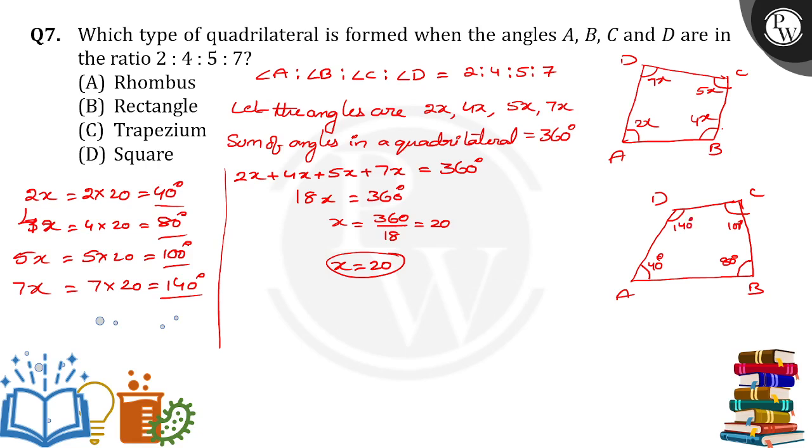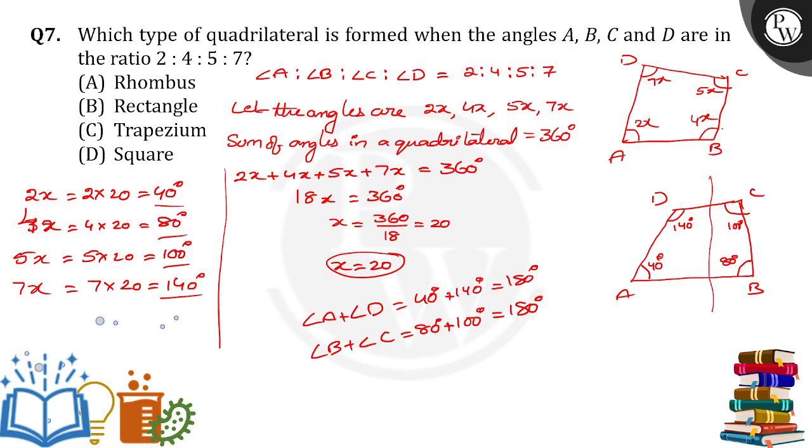Okay, so let's suppose I break this given quadrilateral into two parts. One side of the angles, angle A plus angle D, how much? 40 plus 140, I will get 180 degrees, right? Angle B plus angle C is equal to 80 plus 100, I will get 180. That means one pair of adjacent angles has a sum equal to 180, which means the given quadrilateral is a trapezium. Option C is the right answer.